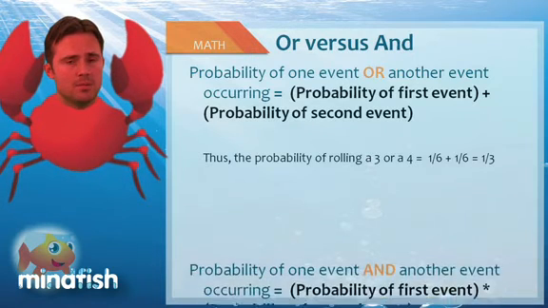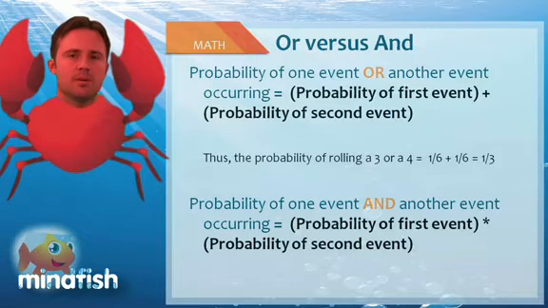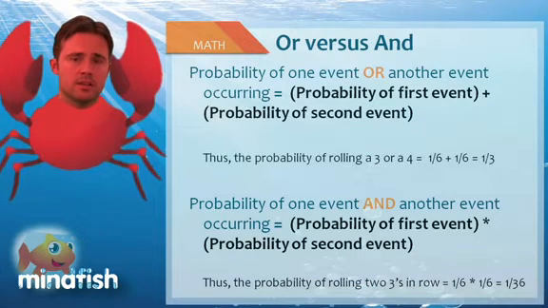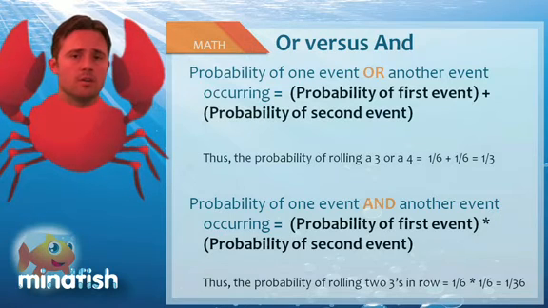The word "and" in probability implies multiply, because we need both events to happen. So if we want the probability of rolling 2 3s in a row, it's going to be the probability of rolling a 3, which is 1/6, times the probability of rolling a 3 again, which is 1/6. So that's going to be 1 over 36.